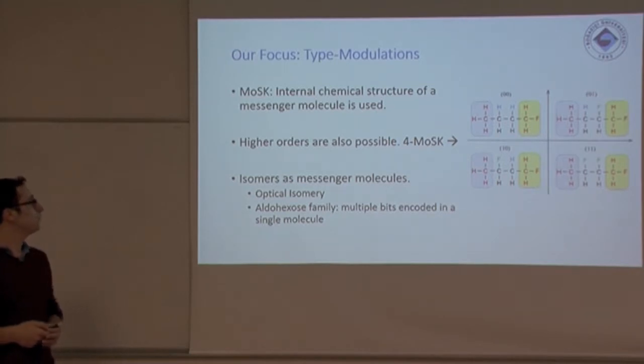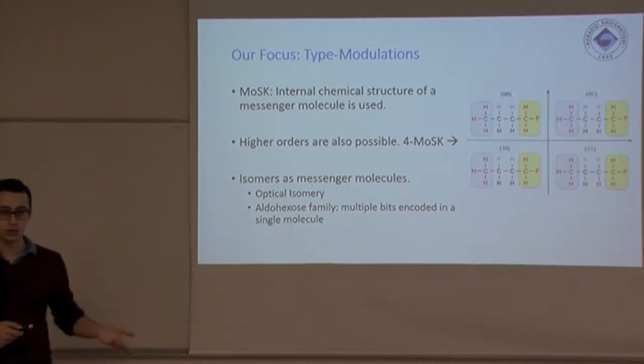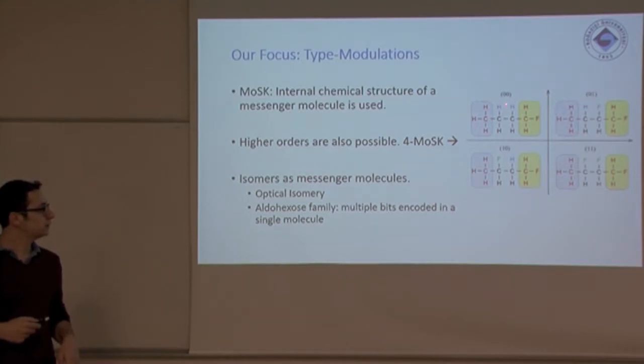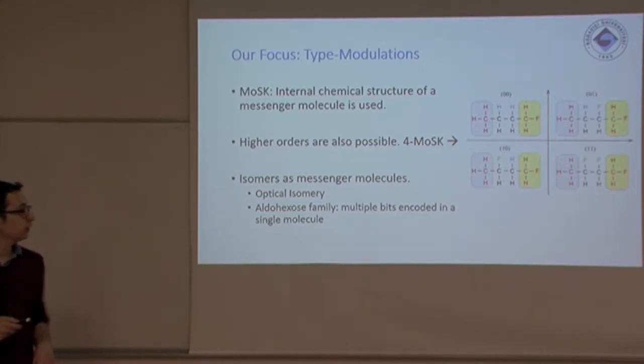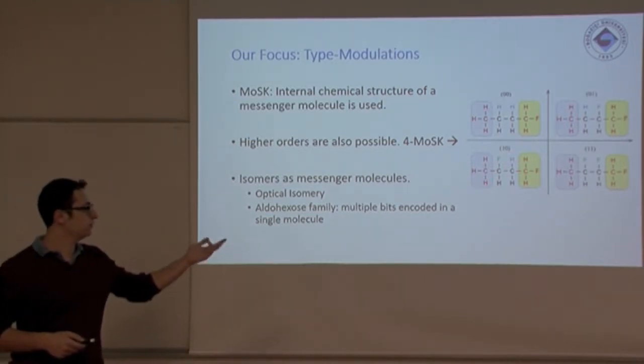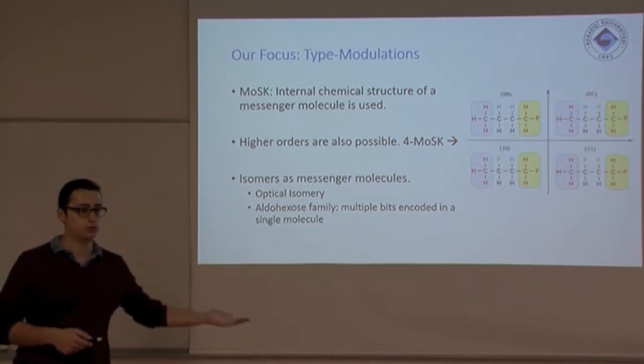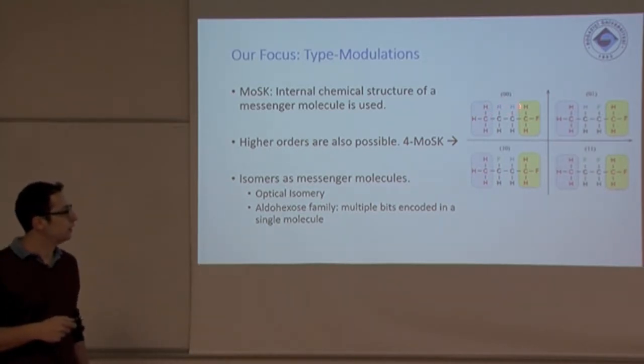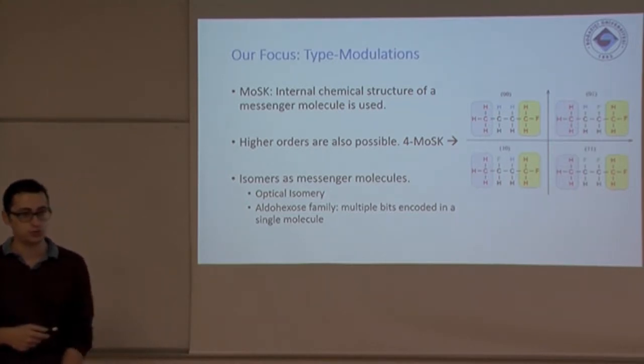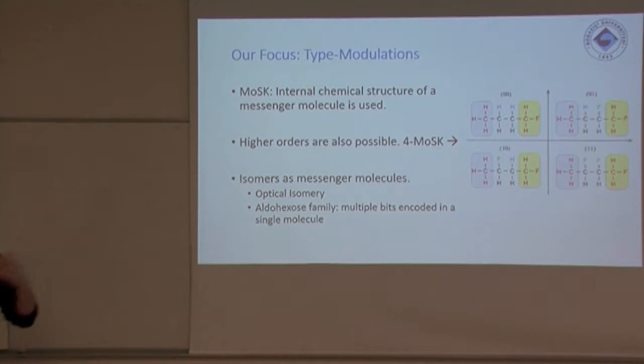Okay, so our focus is type modulations, basically. I'm sure you've seen this figure quite a lot as of now. This is actually 4-Mosque or Q-Mosque. This has 2 bit slots, if you will. You can change it by placing a fluorine or a hydrogen atom in this carbon chain in these 2 slots, and whatever molecule you have will correspond to a different molecule. In this case, hydrogen corresponds to 0, fluorine corresponds to a 1. So this is how Mosque works, and this is 4-Mosque.